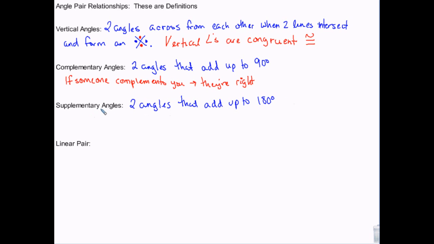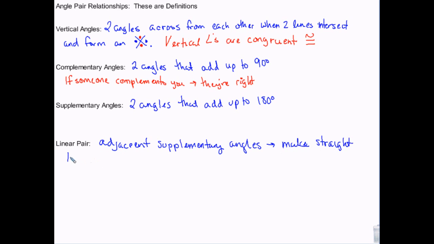Okay. And again, this can be any two angles. They can be adjacent angles that add up to 180, or they can be two angles floating off in space that add up to 180. If they are adjacent, they're not only supplementary, they're a linear pair. So these are adjacent supplementary angles. They make a straight line. And they add up to 180.